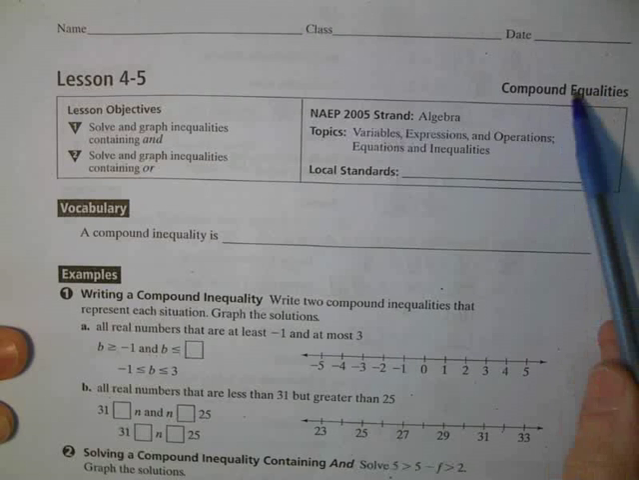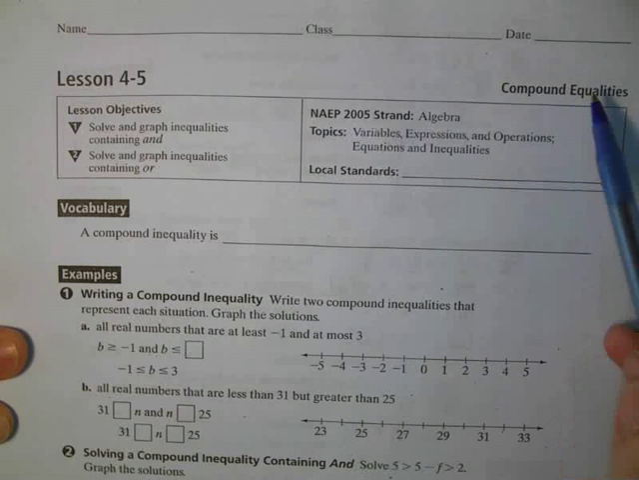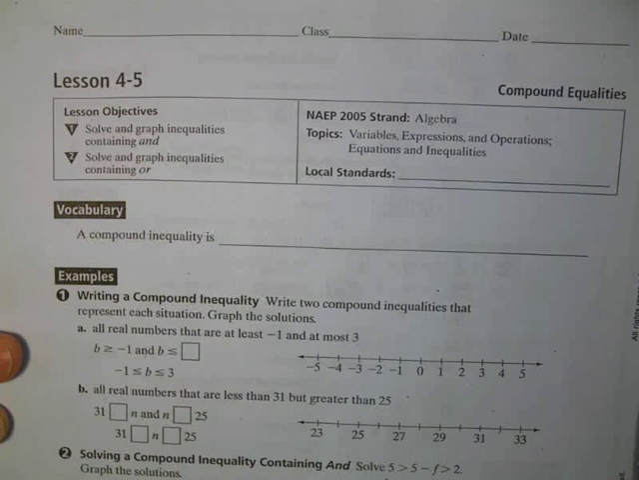The heading on your paper says equalities, but that's incorrect. It should say inequalities. Our objectives are to solve and graph inequalities containing the word and, and secondly, to solve and graph inequalities containing the word or.